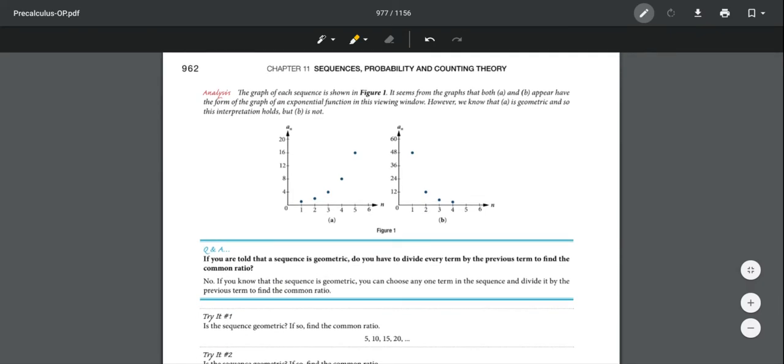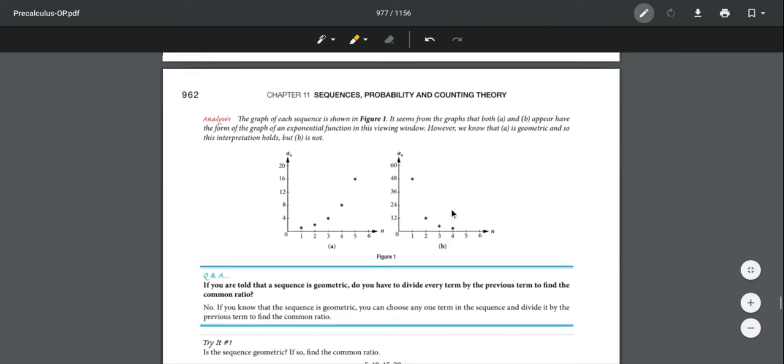When you graph a geometric sequence, it's going to look exponential. But this one is not actually geometric. So these are the two from the previous example. This one is geometric and this one isn't. So even though this looks exponential, it's not.